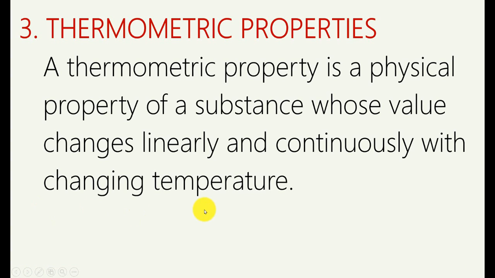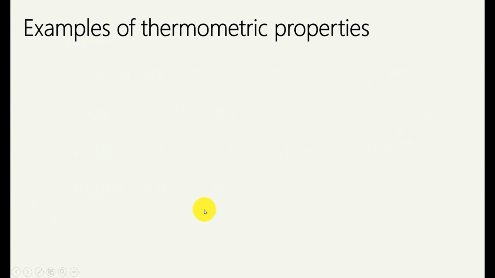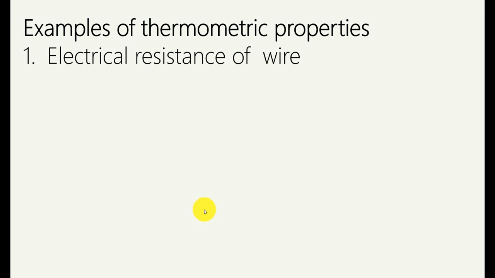Okay, now I want us to look at the examples of thermometric properties. There are around 6, or for now I think I can just give you the 5. The sixth one I'll give you as we shall be exploring the types of thermometers. So the first one is the electrical resistance of a wire. Do me a favor and put an A here. Electrical resistance of a wire, and in most cases look at a platinum wire.